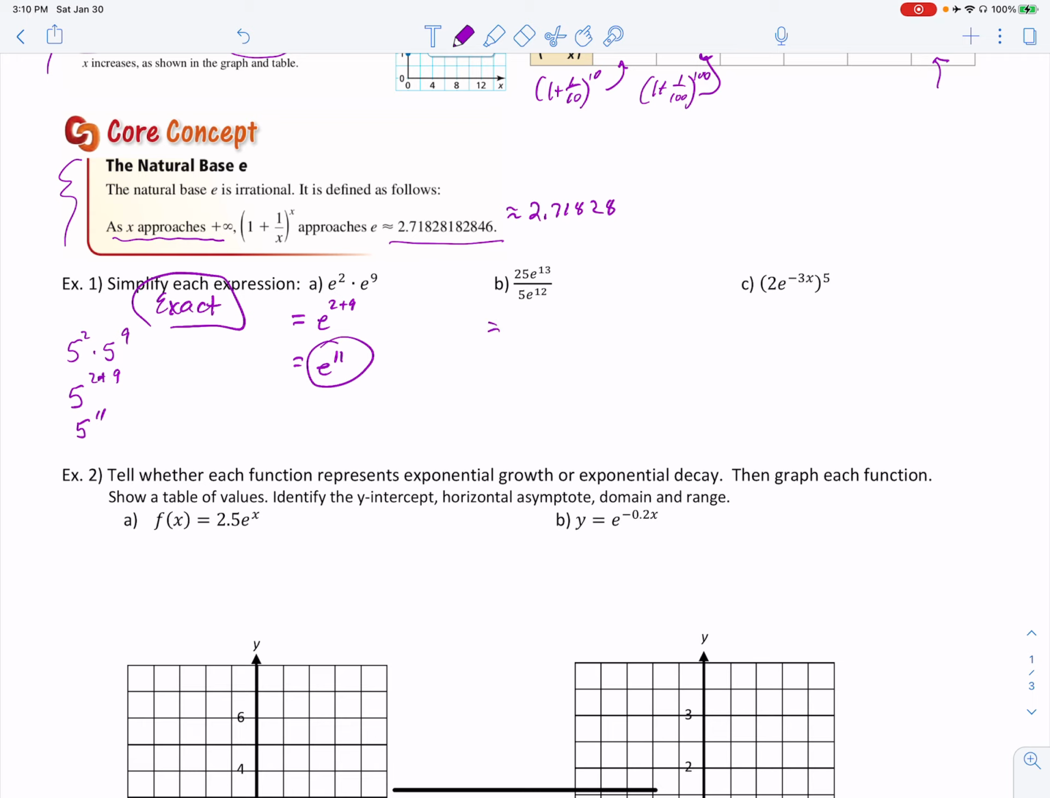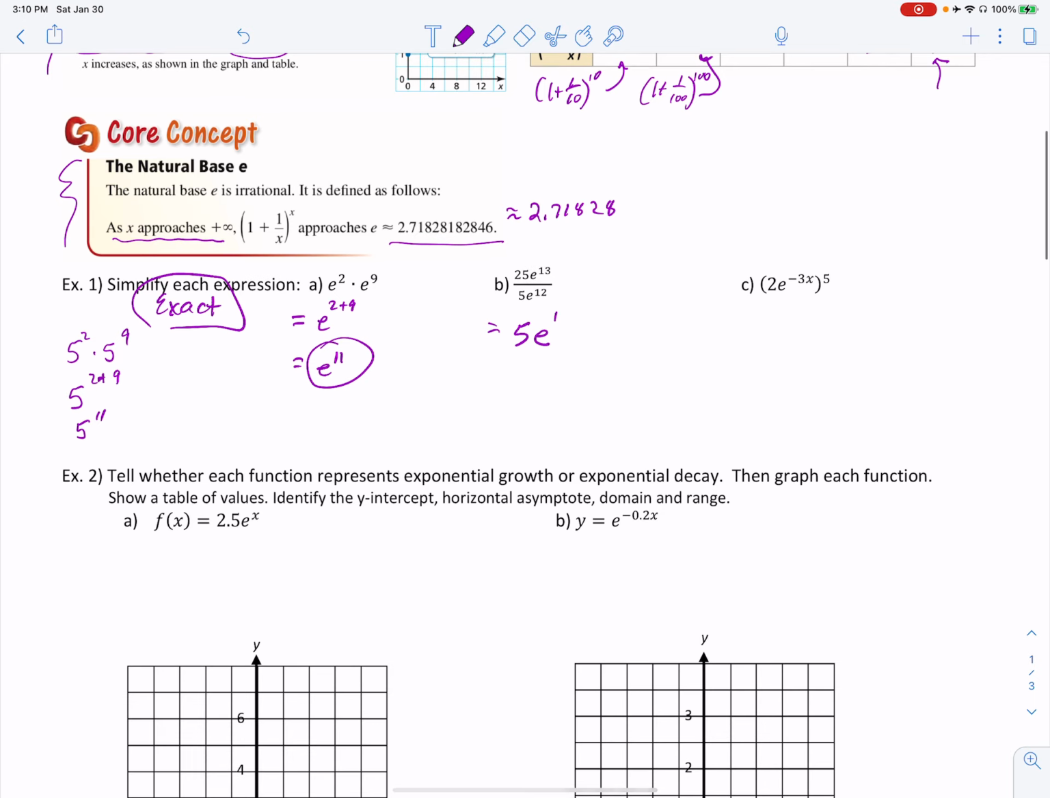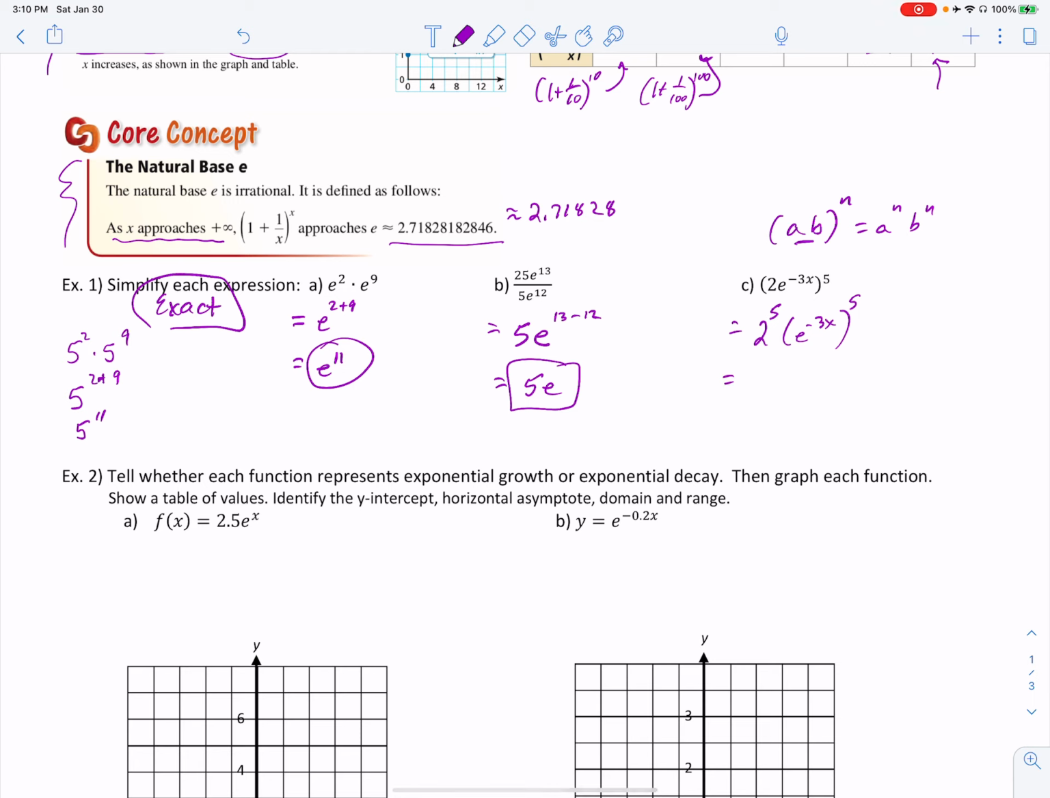On this next one, you can take 25 divided by 5 is 5, and then we have like bases, so you subtract the exponents. And you get 5e to the first, which we will just write 5e. And then this next one, when you have things taken to the nth power, you take each thing to the nth power when things inside are all being multiplied. And everything in here is being multiplied. So you're going to get 2 to the 5th, e to the negative 3x to the 5th. And 2 to the 5th is 32. And powers of powers we multiply, so we end up multiplying these, getting e to the negative 15x.